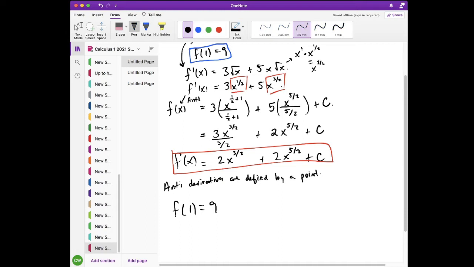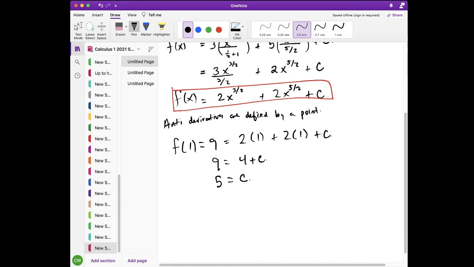So when you plug in 1 into the function, you get 2 times 1 plus 2 times 1 plus c. So you have 9 equals 4 plus c. So 5 is equal to c. So what is the answer? F of x is equal to 2 square root of x cubed, plus 2 square root of x to the 5th, plus 5. So that's the answer.